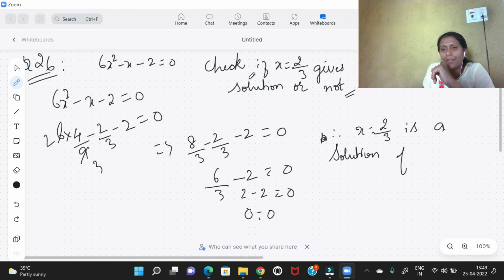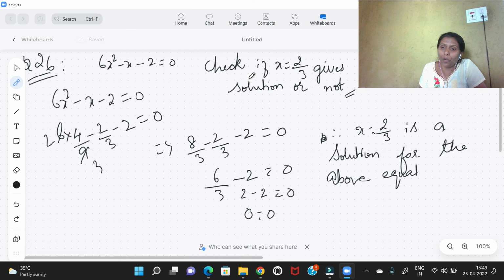for the above given equation. If I don't write these things, examiner will never get to know. There are high chances of losing marks. Okay, so what was it? 6x square minus x minus 2 is equal to 0. Fine. That was the equation. What did they say?